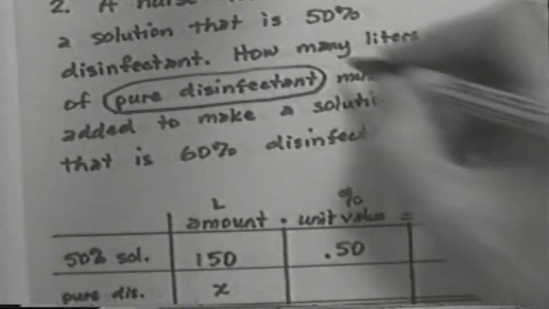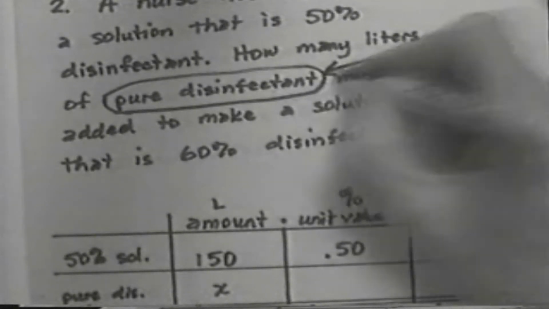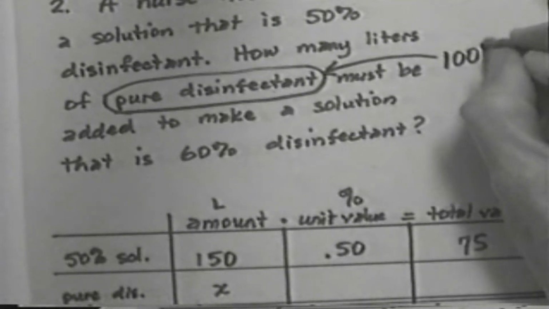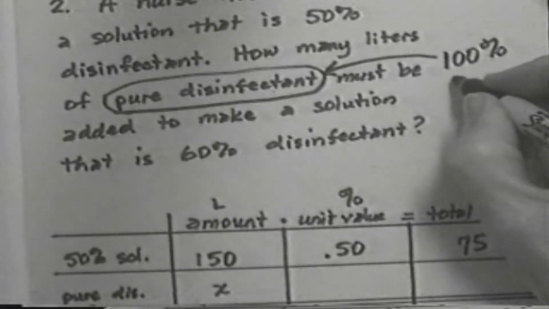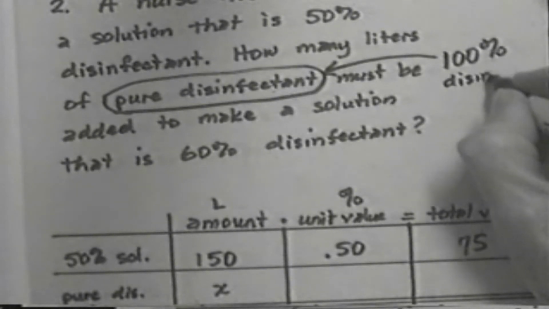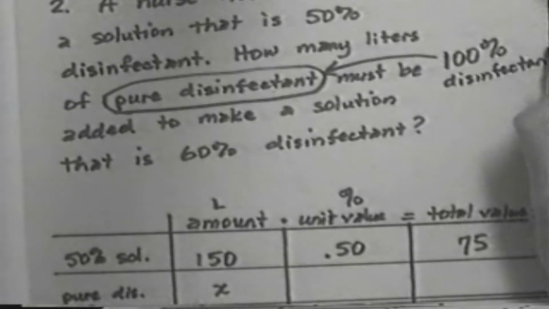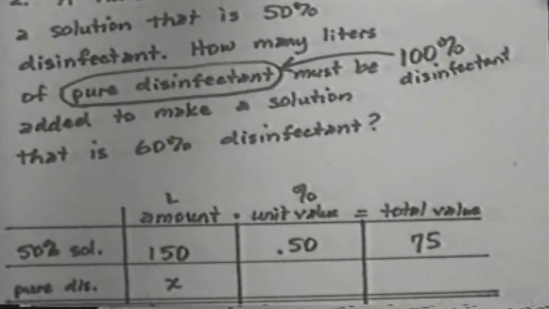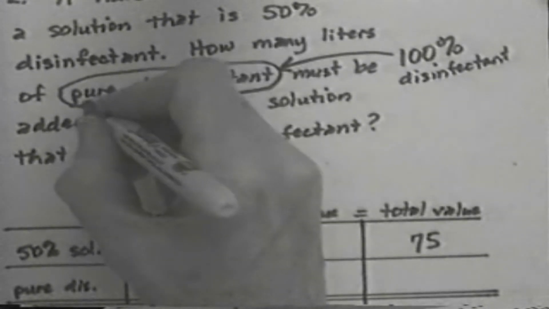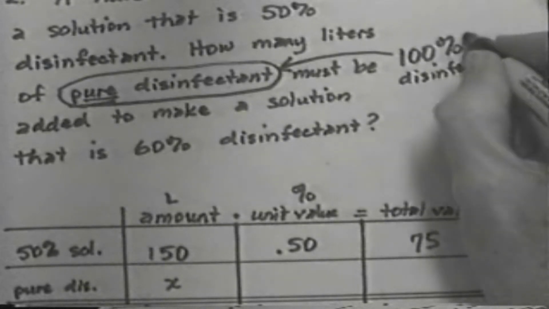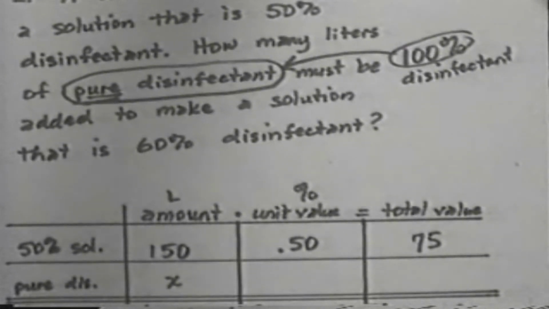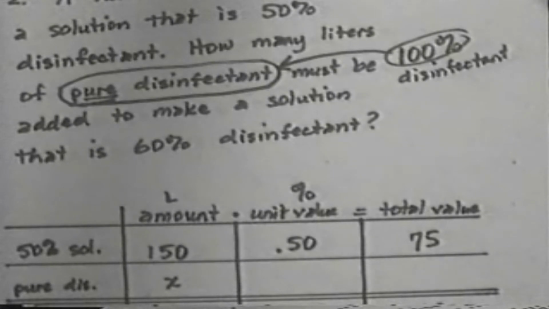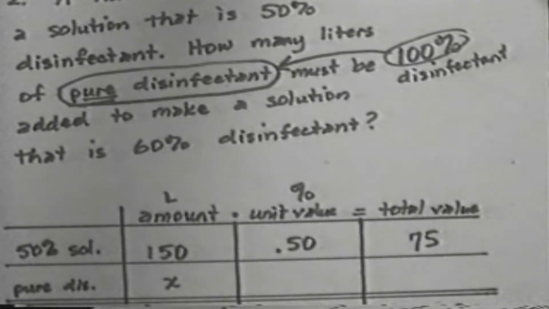That means this pure disinfectant is 100% disinfectant. Pure means 100%. So our pure disinfectant was a clue that actually gave us a number without printing it on the page. Watch for that.